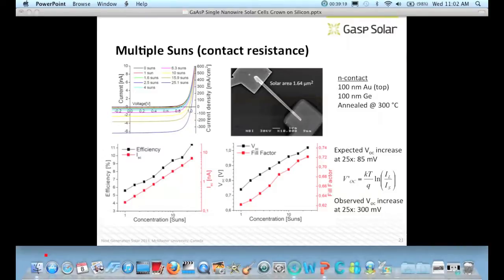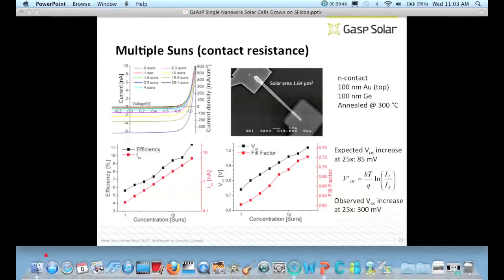The fill factor also increases with intensity as it's supposed to. The open circuit voltage also increases with intensity, but not as it's supposed to, because we were expecting to see an increase in open circuit voltage of around 85 millivolts from 1 sun to 25 suns. What we saw was 300 millivolts, a huge increase in open circuit voltage.